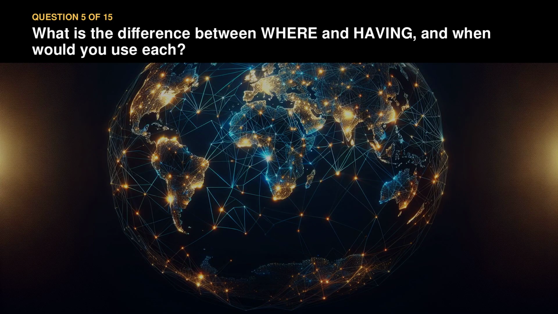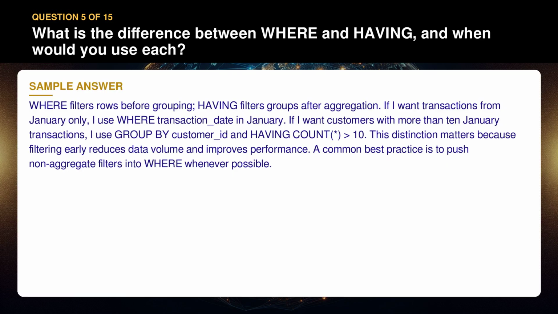Question 5. What is the difference between WHERE and HAVING, and when would you use each? WHERE filters rows before grouping, HAVING filters groups after aggregation. If I want transactions from January only, I use WHERE transaction date in January. If I want customers with more than 10 January transactions, I use GROUP BY customer ID and HAVING COUNT(*) > 10. This distinction matters because filtering early reduces data volume and improves performance.